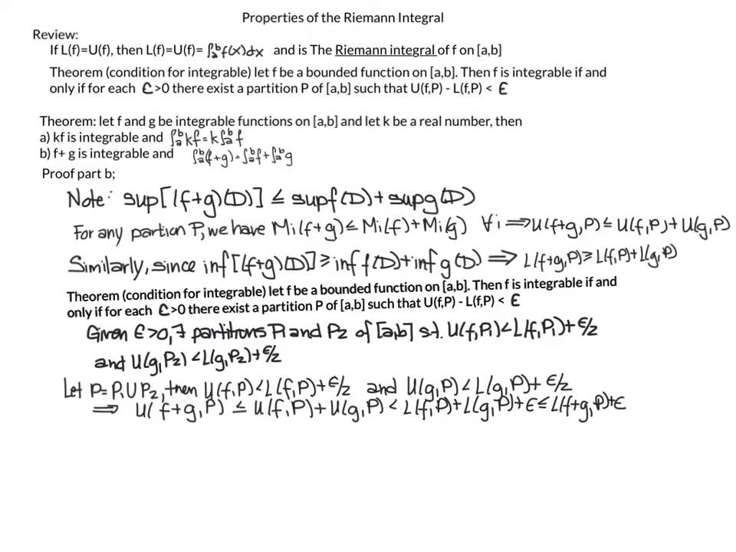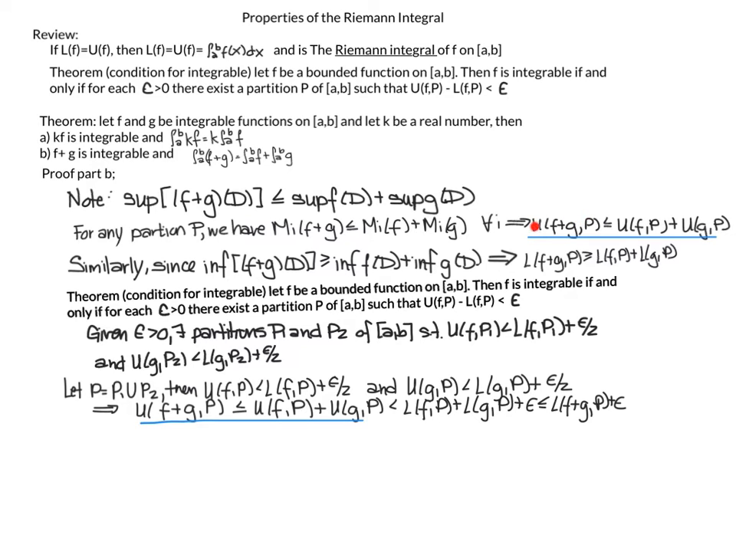And then we have our same two statements here: the upper sum of f with respect to our partition P is less than the lower sum of f with respect to P plus epsilon over 2. And the same thing for g. The upper sum of g with respect to P is less than the lower sum of g with respect to P plus epsilon over 2. So we have these two statements, and now we want to combine this with what we have up here.